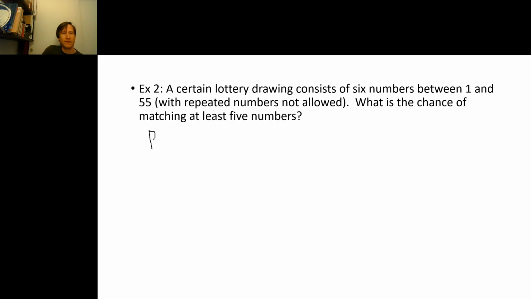So let's figure out the probability of greater than or equal to 5 matches. Well, since we're only drawing 6 numbers total, the total number of matches that we can have are either 5 matches or 6 matches. So we could write this as the probability of 5 matches or 6 matches.